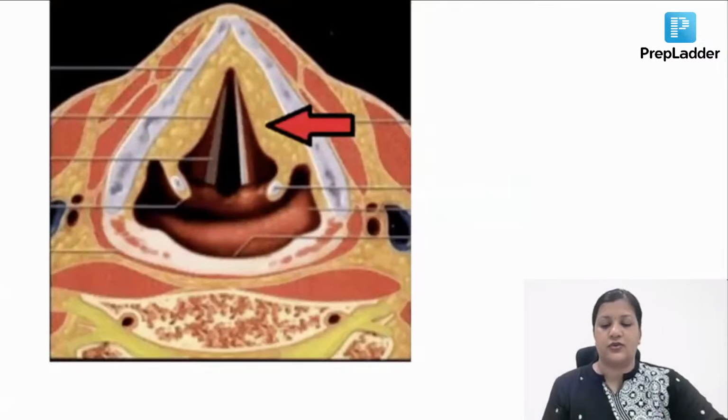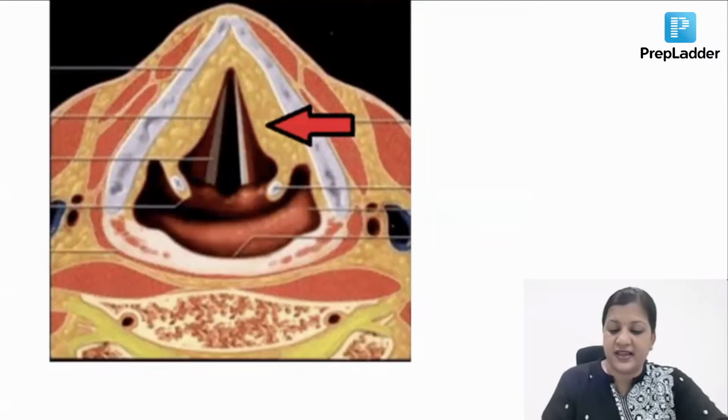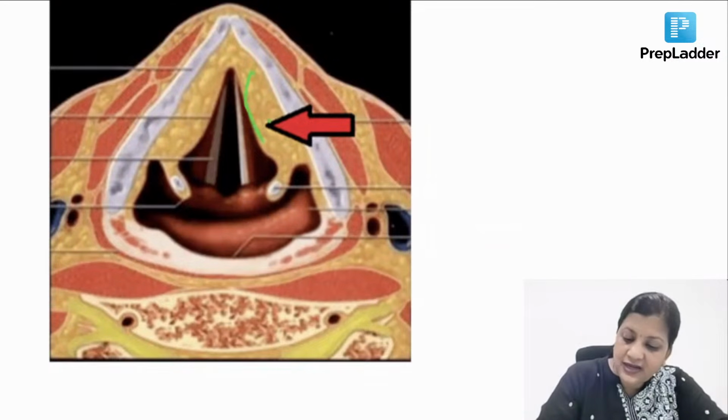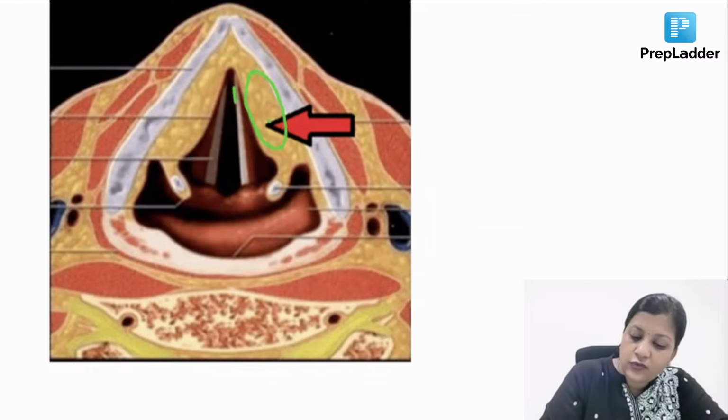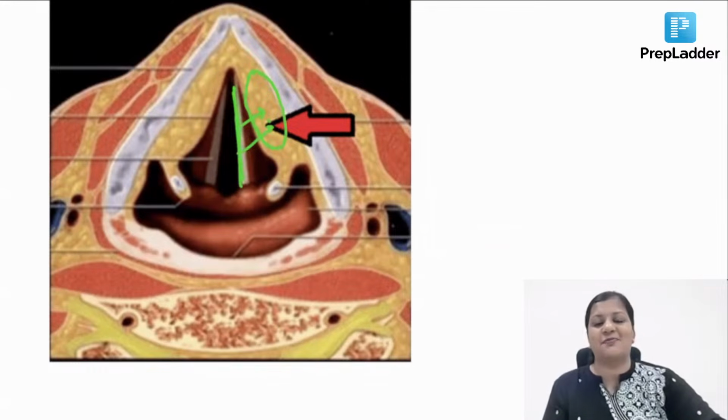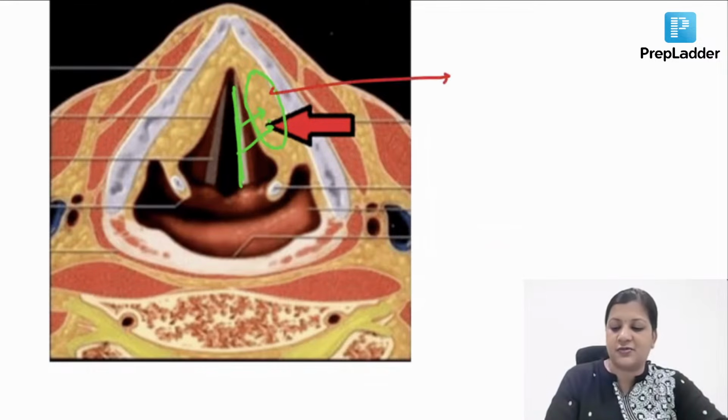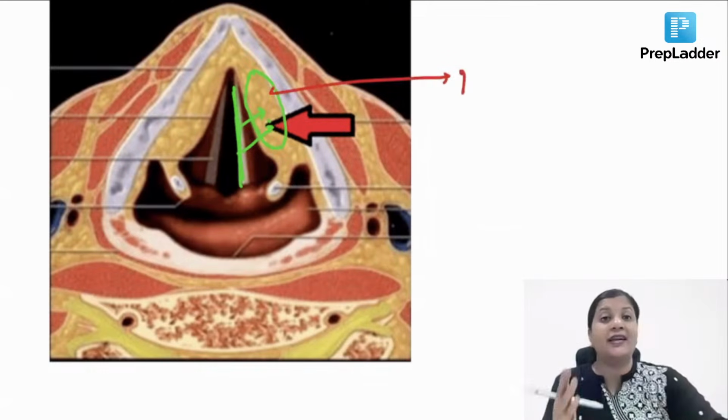Yes. Chalo, next question. What is this space that you see here? There is a space that is marked. This is your vocal cords. On the sides of the vocal cord, you are able to see a space. So can you tell me what this space is called? It is on the sides of the glottis. What will you call such a space?